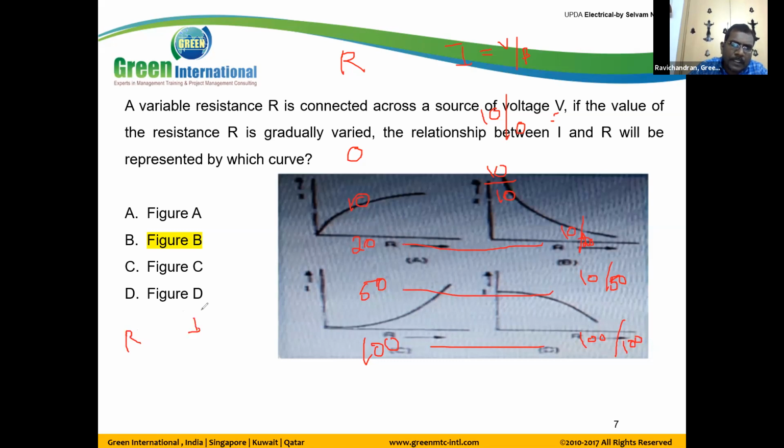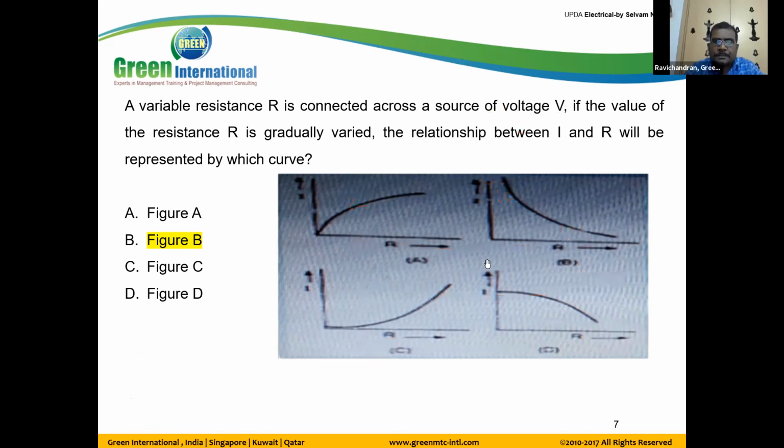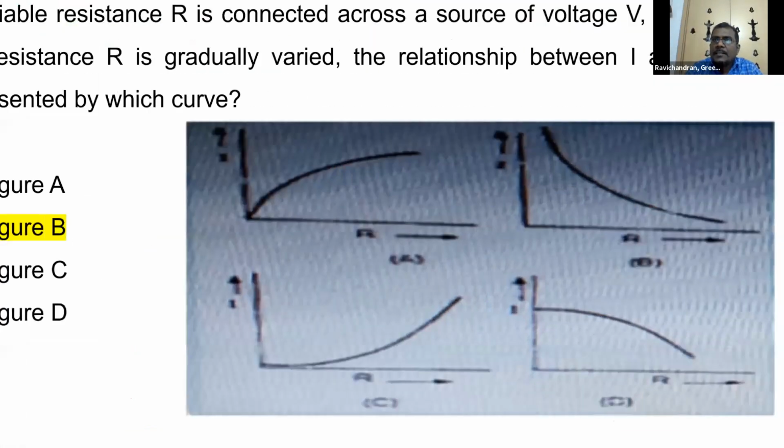So that is R and I. If the resistance is 0, current is infinity. If the resistance is 10, the current is 1. If the resistance is 20, the current is 10 by 20, that is 0.5. So if the resistance increases, the current is gradually decreasing. Is that correct? So see here, the resistance is increasing, current is gradually decreasing. The rest of the graphs are not like this.